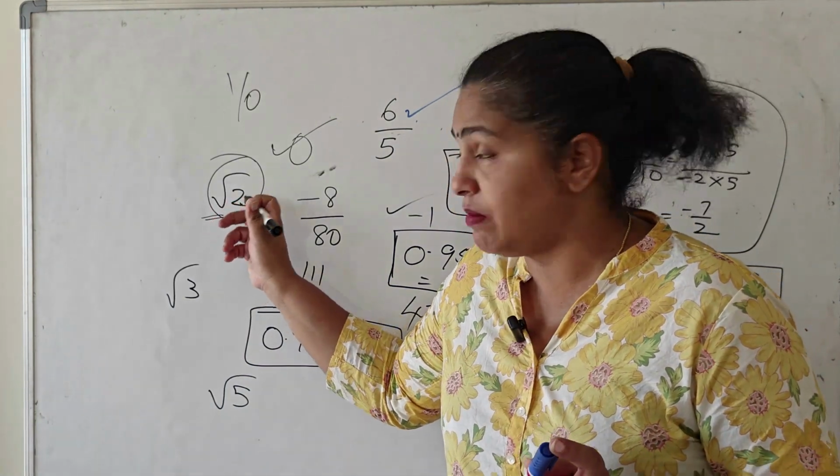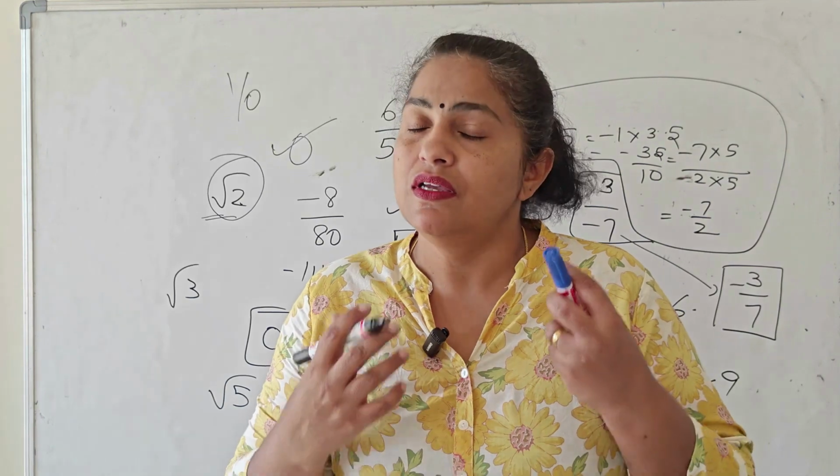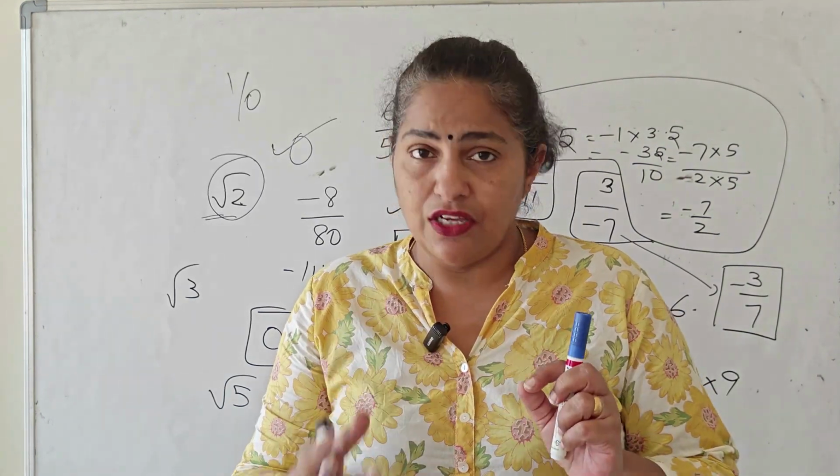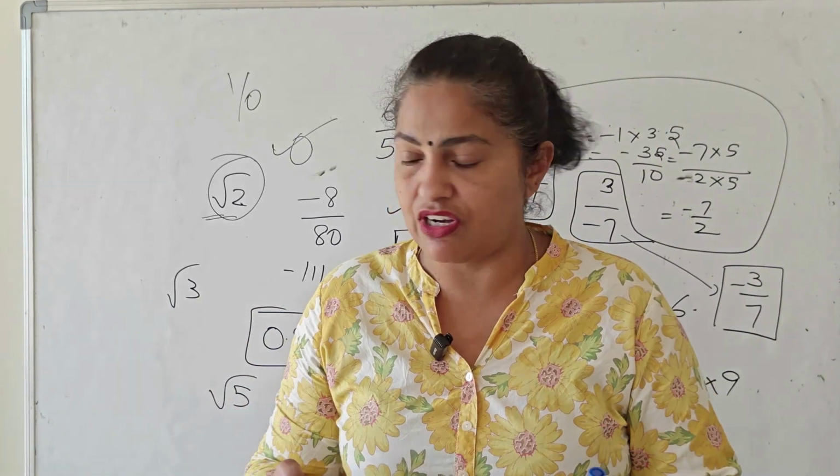Whenever you have a prime number inside a square root and somebody is asking you, is this a rational number? You can straight away tell that, no, this is not a rational number because the square root of prime numbers are not rational.